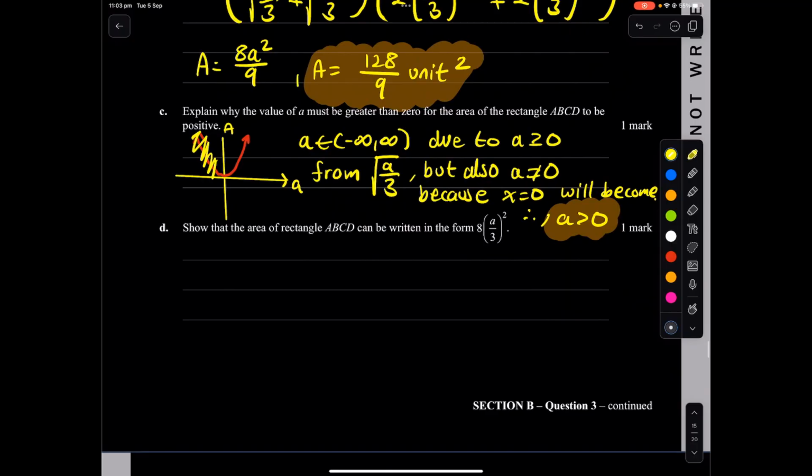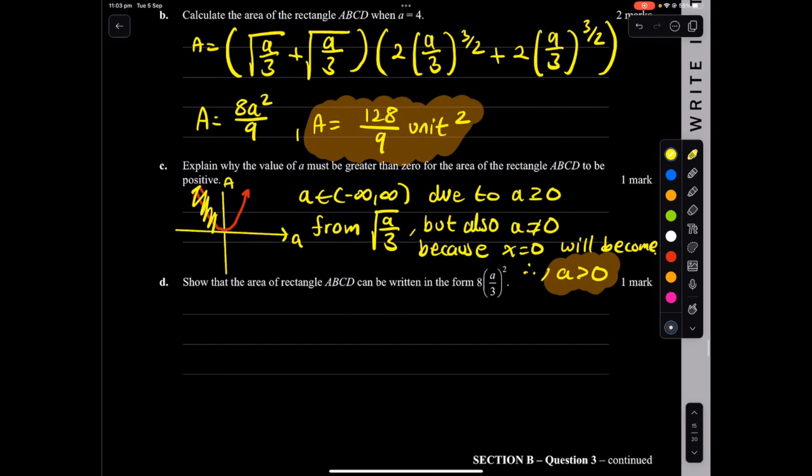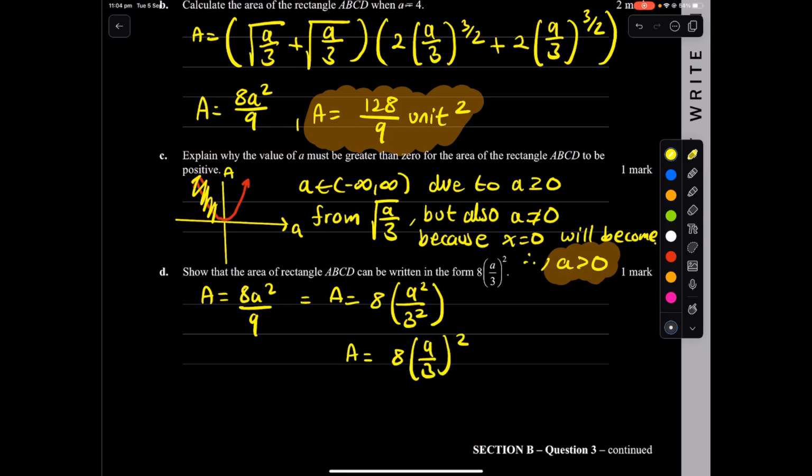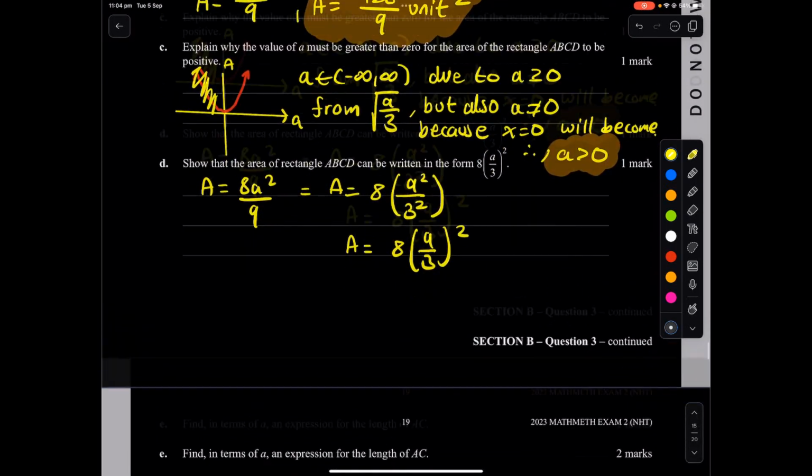Show that the area of rectangle ABC can be written in the form of this. Well, we already have it here, so that's good. So we can say the area is 8a squared over 9, which is 8 times a over 3 squared, and we can take that as 8 times the square root of a on 3 squared. Yeah, we've shown that. Nice.